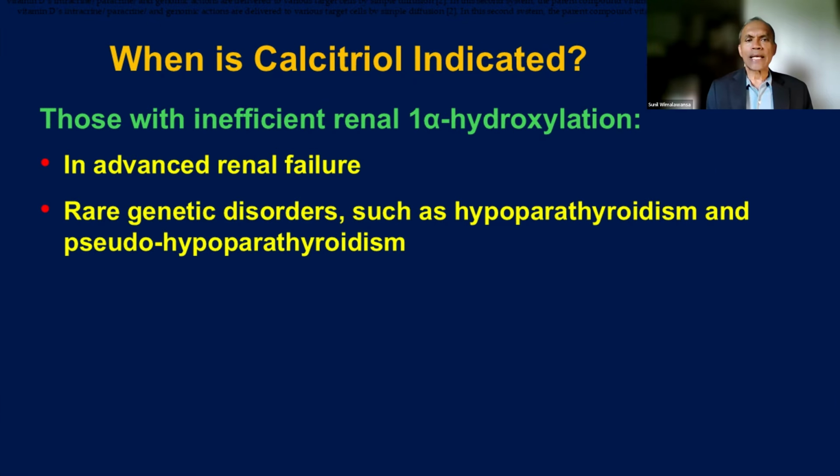So this slide shows calcitriol and its analogs, and the indications. The primary indication for 1-alpha-hydroxy products, or calcitriol, is those with renal alpha-hydroxylation deficiency. In other words, people with severe renal failure, chronic renal disease. Their life depends on being given calcitriol.